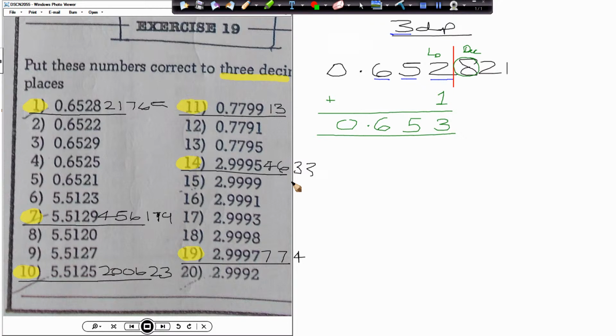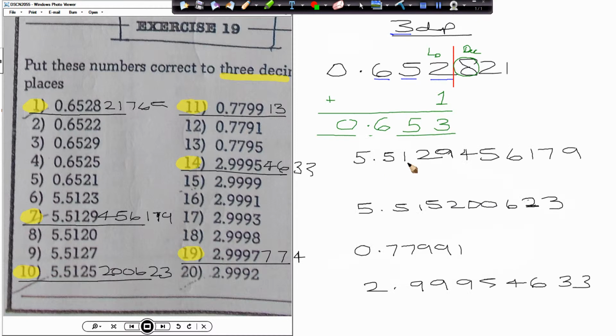Okay, are we happy with that? Yeah? Okay, folks, here we go. 5.5129. So let's do what we've done before. We're going to round this to 3 decimal places. So 1, 2, 3. That's called the last digit. And the next one is called the decider. What do we put down there? We put a line to tell us where to stop. We've got to stop at the last digit.